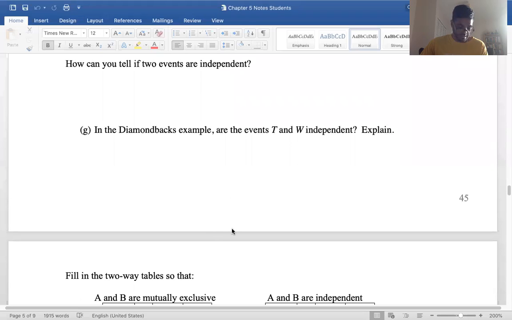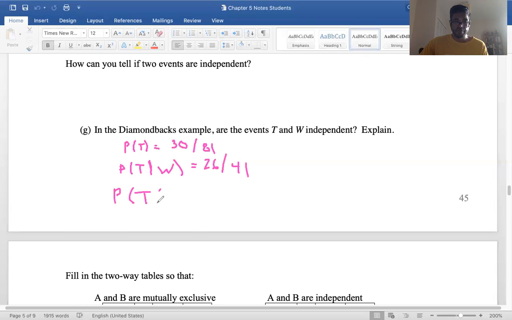When you look at this in the baseball problem, you're going to look at a couple of different things. First, the probability of just getting a taco, which is 30 out of 81. The probability of getting a taco given that you won, so you condition on having won, is 26 out of 41. And then the probability of getting a taco given that you didn't win, so I'm going to call that win complement, is 15 out of 41.